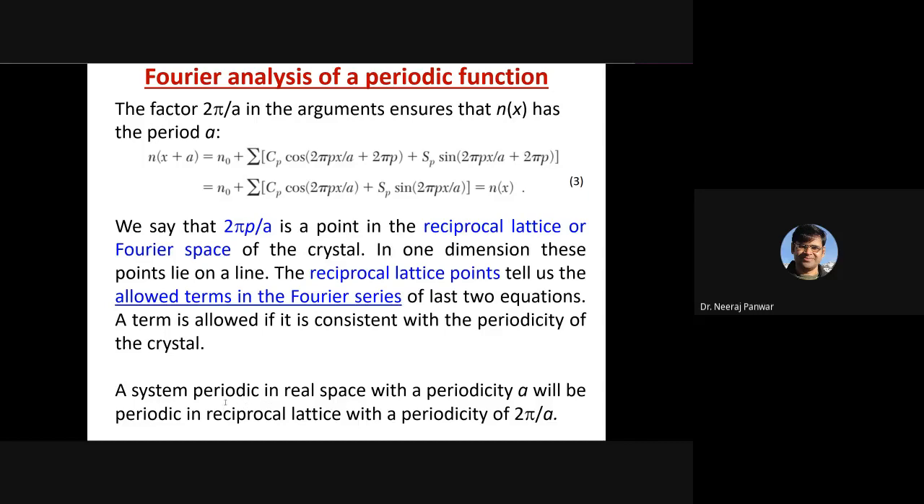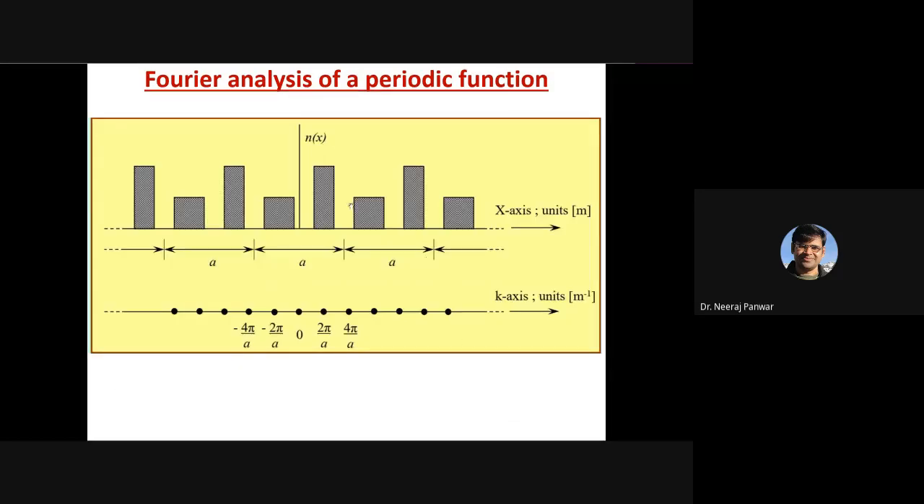As I have already told you, a system periodic in real space with the periodicity of a will be periodic in reciprocal lattice with a periodicity of 2 pi over a. So for example, this will make things more clear. We have something that is periodic in nature. Maybe you can consider this to be one unit cell or one primitive cell. And if you repeat it, this will form the one-dimensional lattice. So here periodicity is a with units as meter.